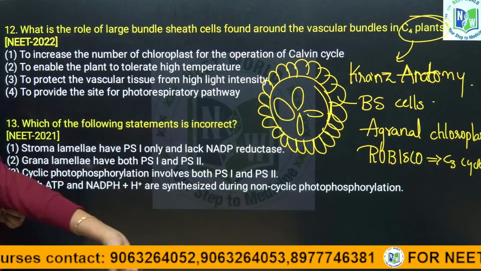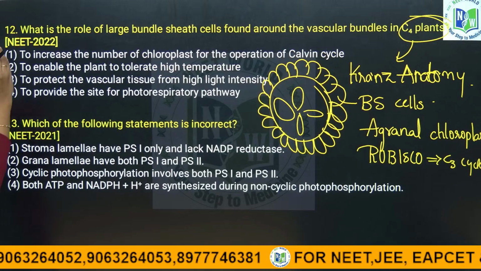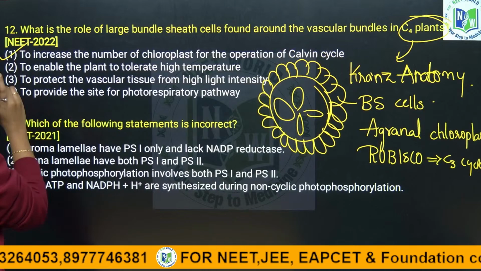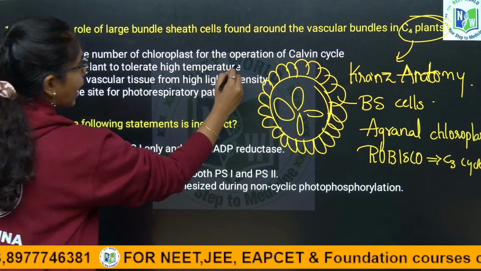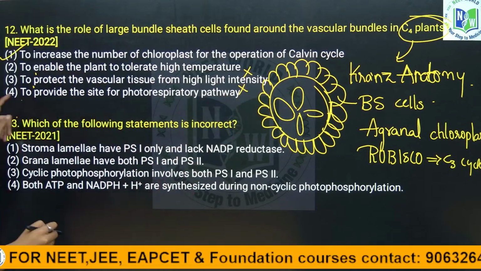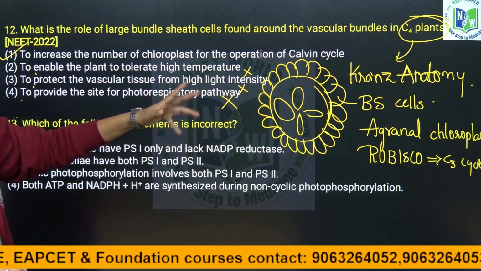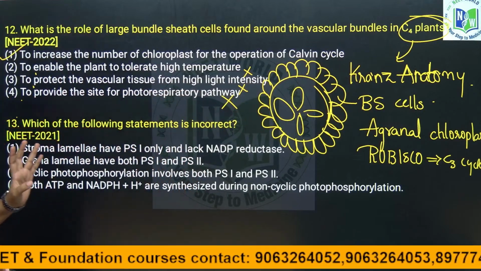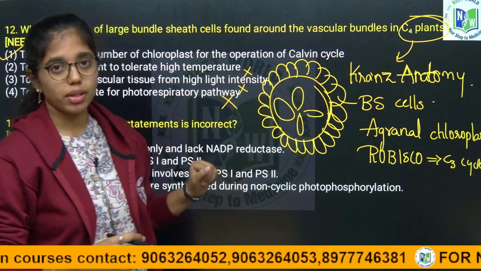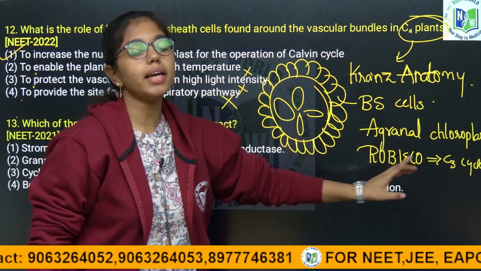So here, for what purpose are these bundle sheath cells is the question. Is it to increase the number of chloroplasts for operation of the Calvin cycle? Correct. To enable the plant to tolerate high temperature? Wrong. To protect vascular tissues? Wrong. To provide a site for photorespiratory activity? No, this is an adaptation to prevent photorespiratory activity. So, bundle sheath cells present around the vascular bundles have the main activity of conducting the C3 cycle or Calvin cycle.